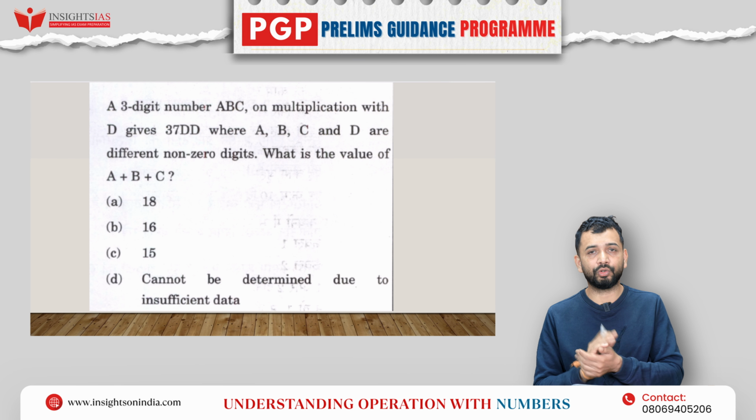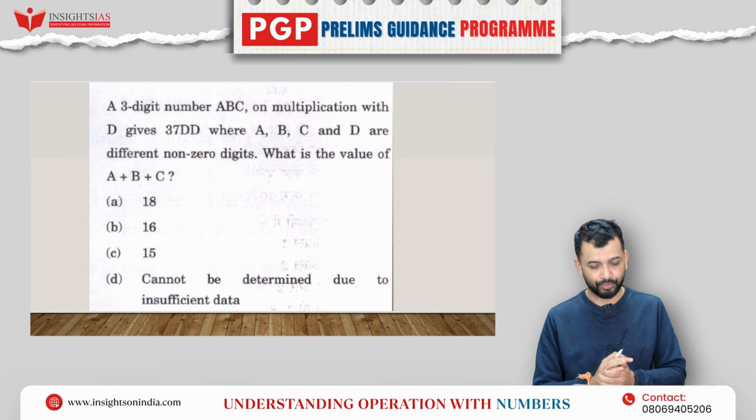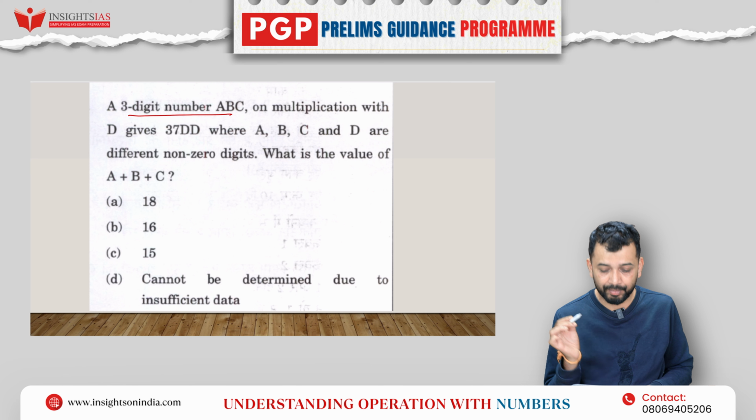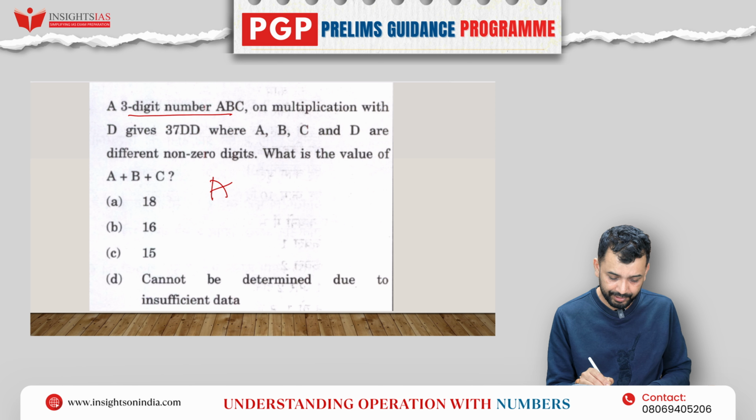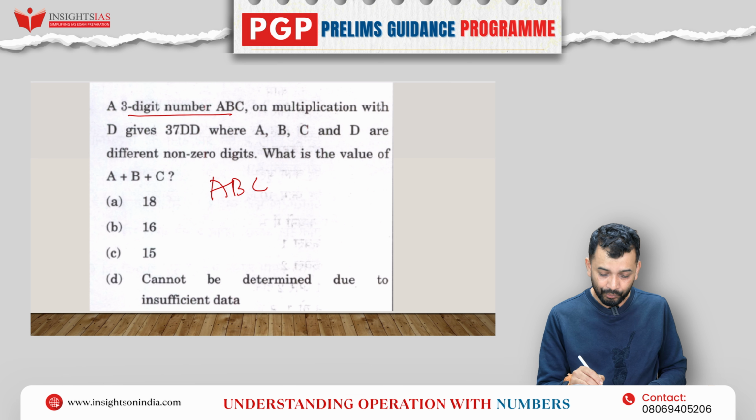Right, now let's look into the second question. What is the second question? There is a 3-digit number ABC. Yes, there is a 3-digit number ABC. When you are multiplying it with a D, you get 37DD.